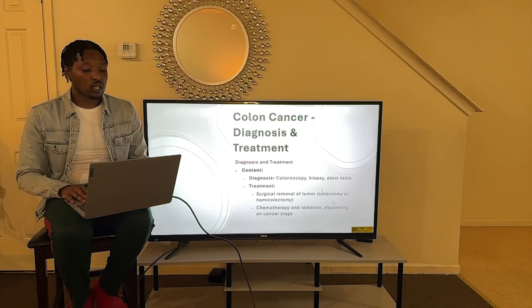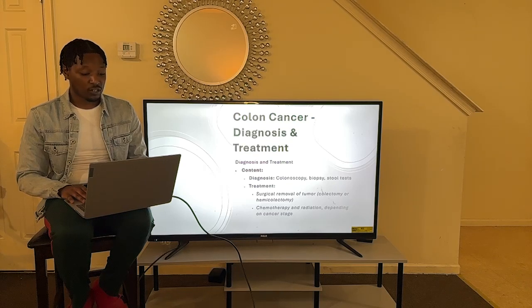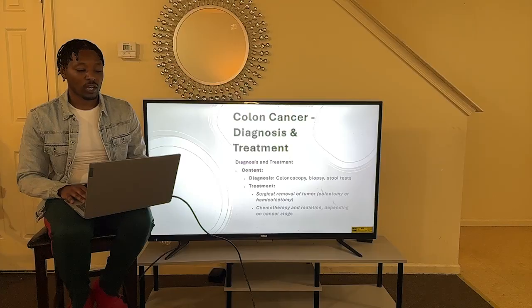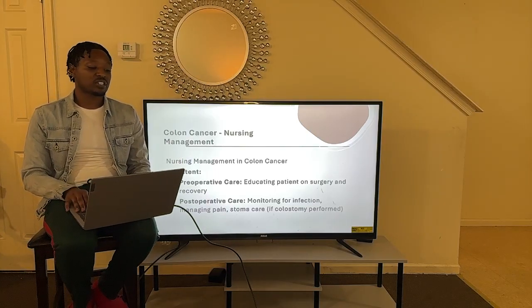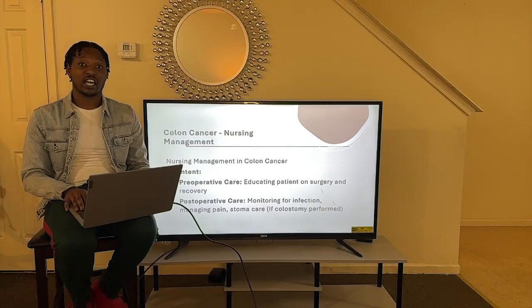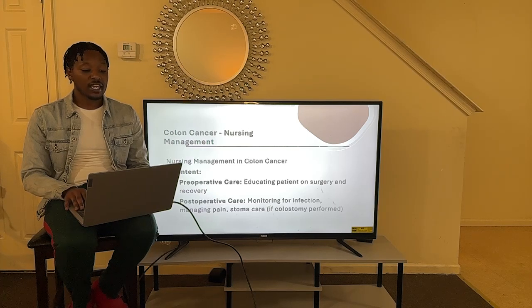In order to treat colon cancer, first you have to have it diagnosed by a colonoscopy, a biopsy, or a stool test. Treatment includes surgical removal of the tumor, which is a colectomy or a hemicolectomy, and chemotherapy and radiation depending on the stage of the cancer. Some things to consider for nursing management is preoperative care, which is educating the patient on surgery and recovery, and post-operative care, which is monitoring for infection, pain management, and stoma care if a colostomy is performed.